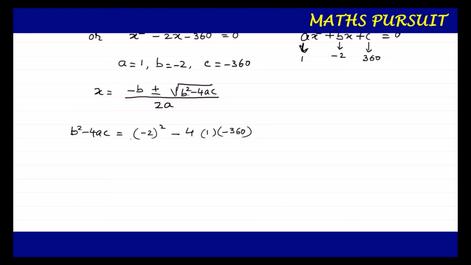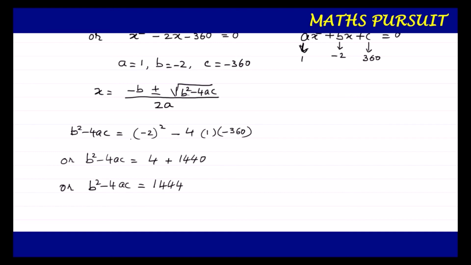So that is what we got. b square is minus 2 to the power 2, and minus 4 into a is 1 and c is minus 360. Or b square minus 4ac is equal to 4 minus 4 into minus 360, it becomes plus 1440. Or b square minus 4ac is equal to 1444. So guys, we got b square minus 4ac is equal to 1444.